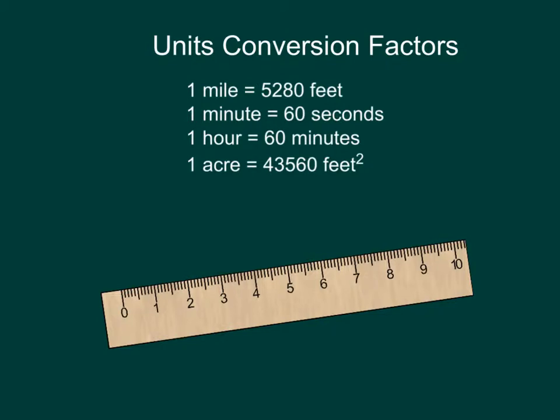Here are some unit conversion factors that we will need for this problem. First of all, 1 mile equals 5,280 feet. 1 minute equals 60 seconds. 1 hour equals 60 minutes. And if we do the mowing speed test, 1 acre equals 43,560 square feet.